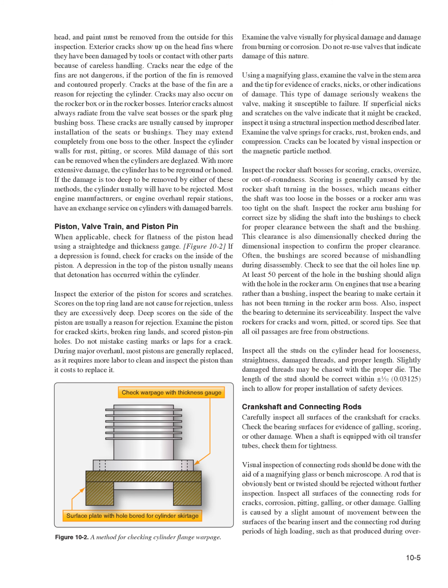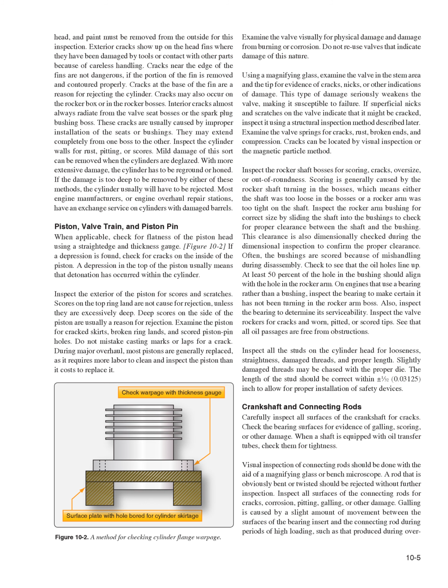Inspect the cylinder walls for rust, pitting, or scores. Mild damage of this sort can be removed when the cylinders are deglazed. With more extensive damage, the cylinder has to be reground or honed. If the damage is too deep to be removed by either of these methods, the cylinder usually will have to be rejected. Most engine manufacturers, or engine overhaul repair stations, have an exchange service on cylinders with damaged barrels.